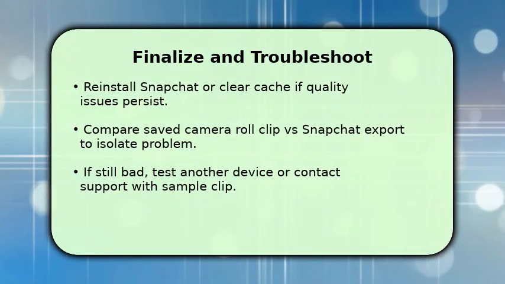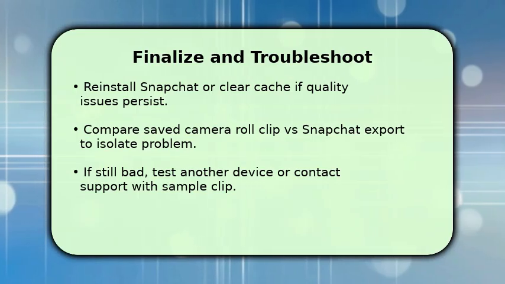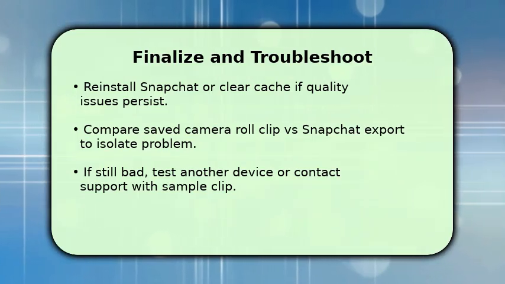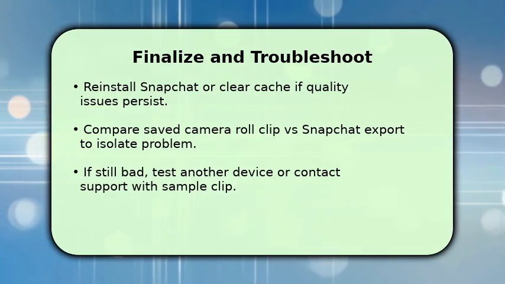Finish by verifying the end-to-end result and knowing what to do if it fails. Record a short clip, save it to camera roll, and compare that original to the Snapchat export so you can see whether the app or phone caused degradation.